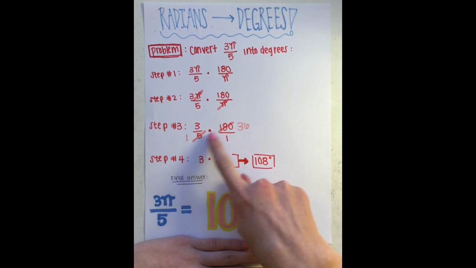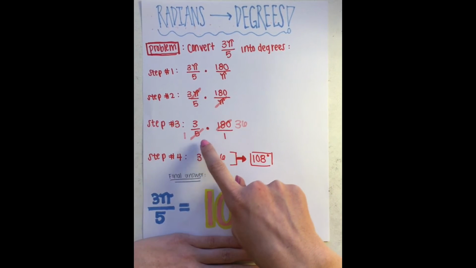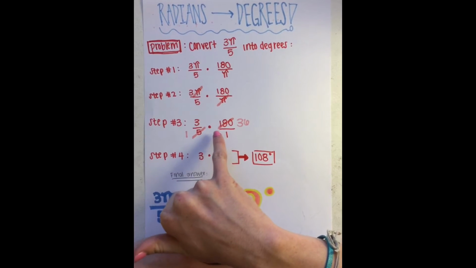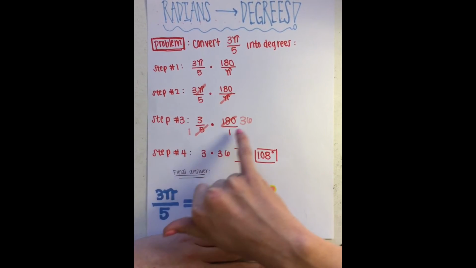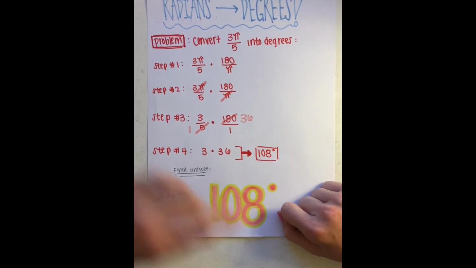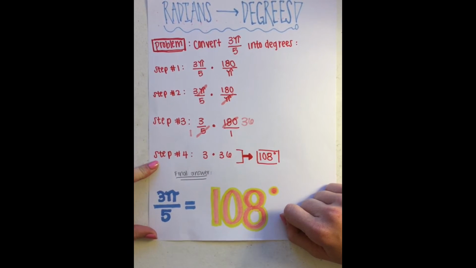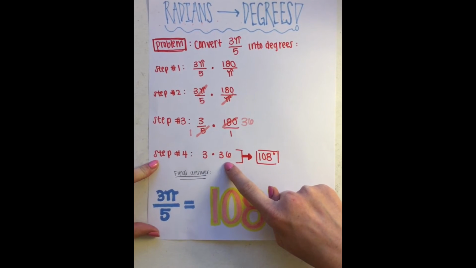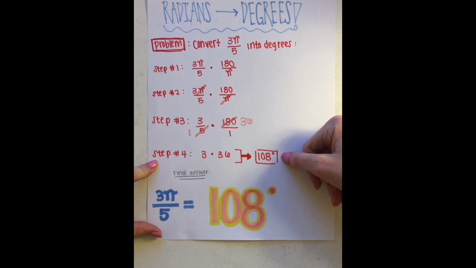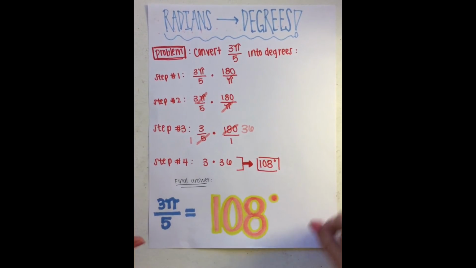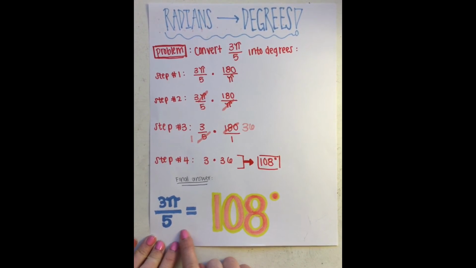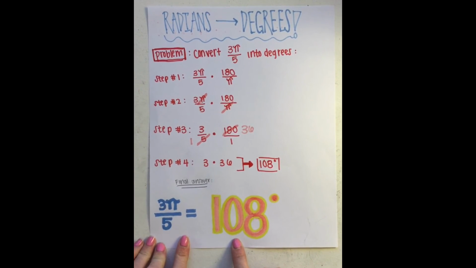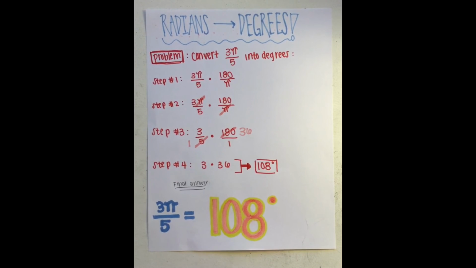You can then simplify these so it would be easier to multiply, and you'd take 180 and divide it by 5, which leaves you with a 1 over here and a 36 over here. So then in step 4, all you need to do is 3 times 36. This would equal 108 degrees. So our final answer is going from 3 pi over 5 radians equals 108 degrees. You have completed radians into degrees.